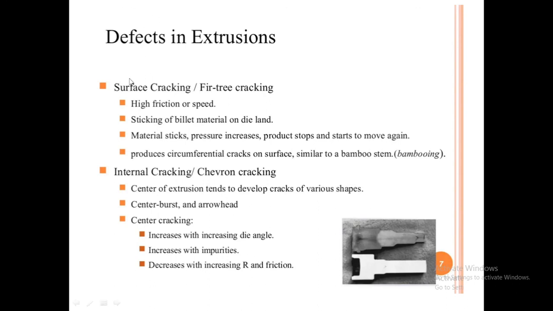Surface cracking, or tree cracking. Surface cracking is when cracks are developed on a surface. Why are these cracks developed when we perform the extrusion operation? Because of high friction or speed. If the friction in an extrusion process is high, then surface cracking will occur, or if the extrusion speed is high, then surface cracks will also develop on the material.